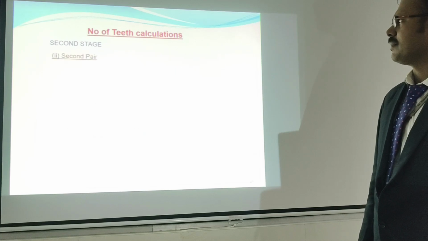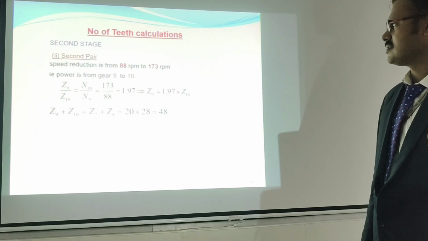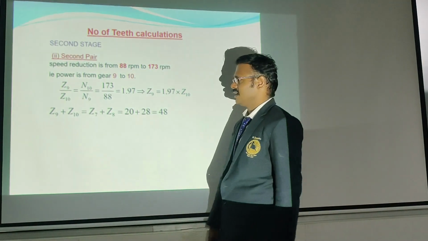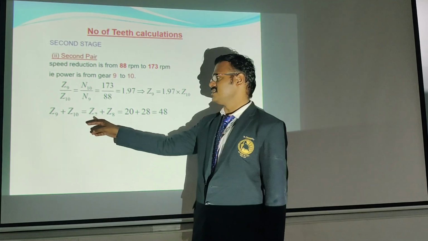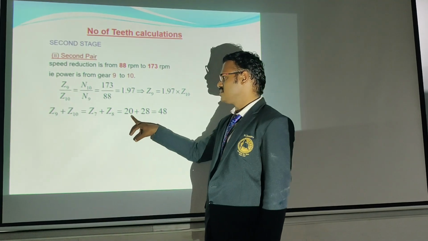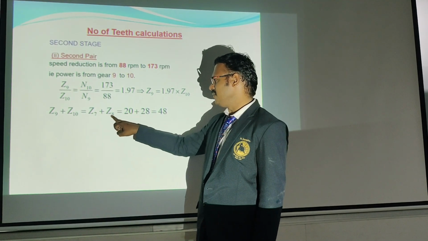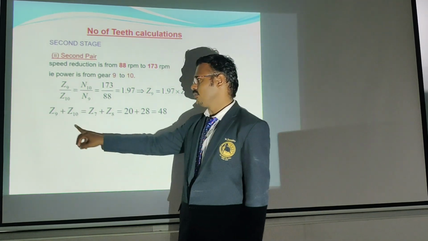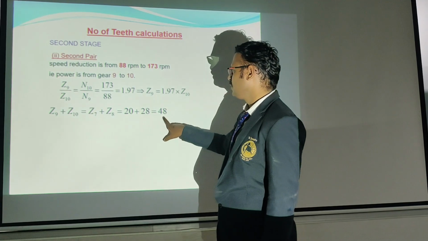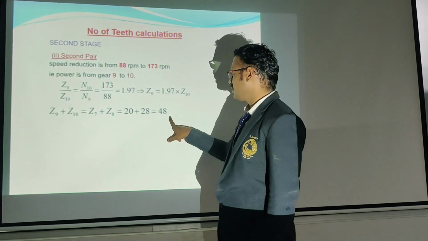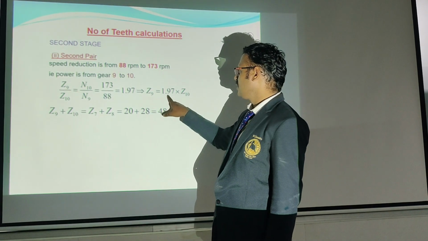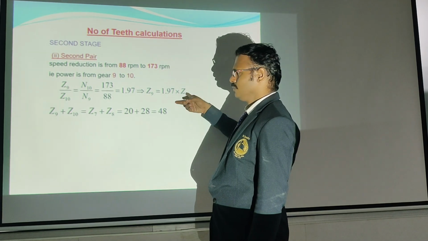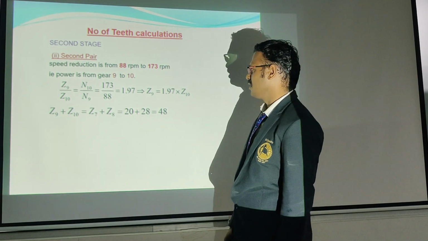Second stage, second pair. Yes. Z9 plus Z10 equals Z7 plus Z8. Already we know that Z7 is an assumed value, that is 20. Z8, previously we have found, 20 plus 28, 48. So Z9 plus Z10 equals 48. This is one equation. Z9 equals 1.97 times Z10. So two unknowns, two equations.